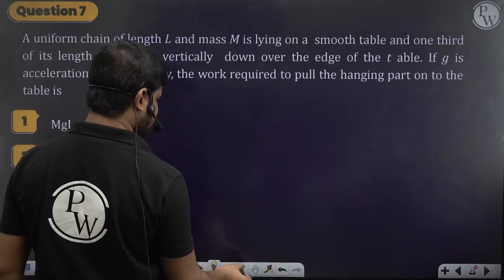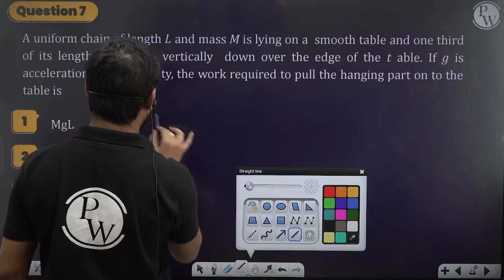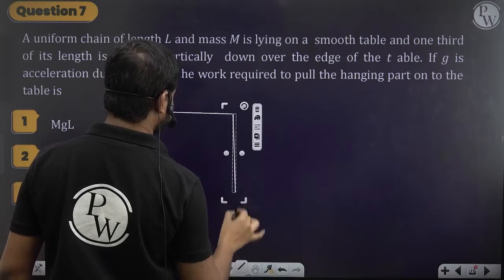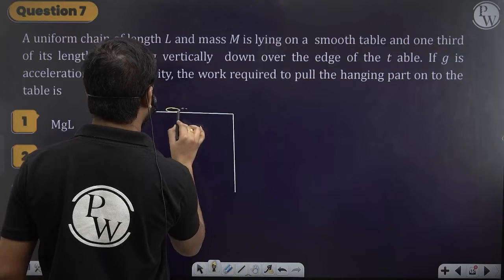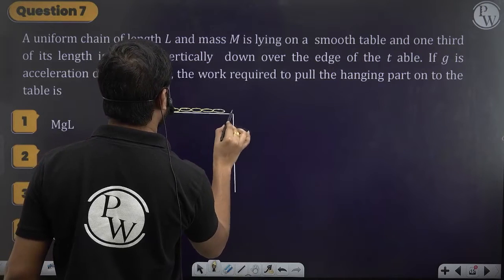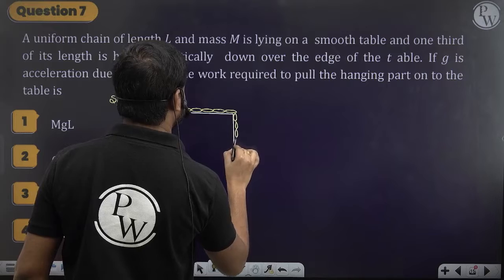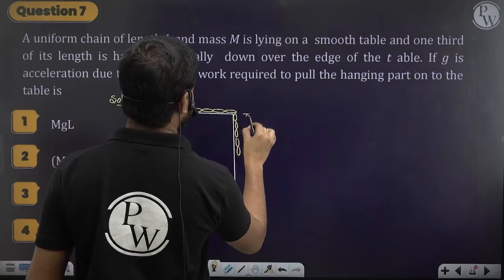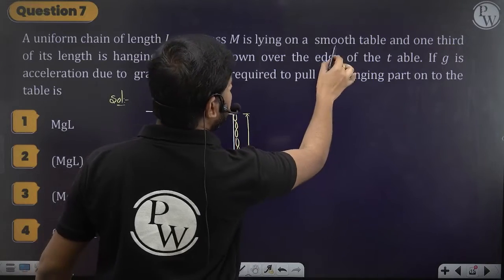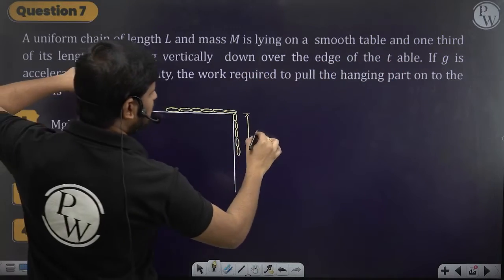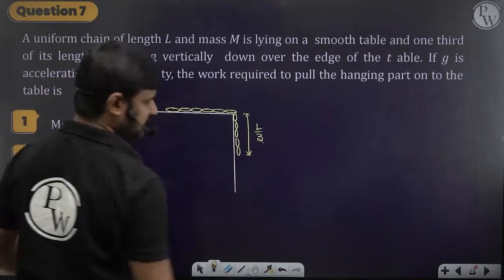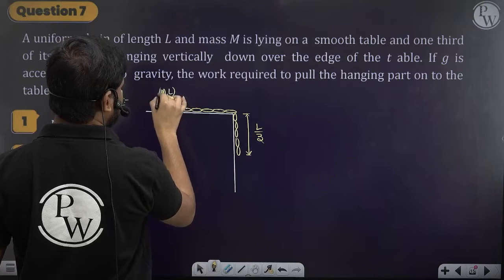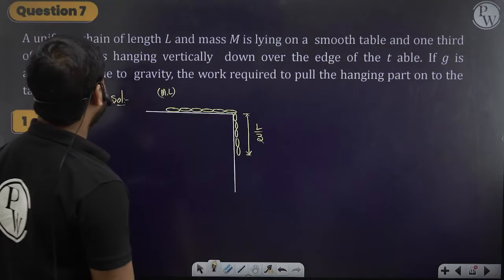See here, let me consider this is a table. Now a chain is kept on this surface. This is a smooth surface, there is no friction. This chain has length L and mass M. 1/3 of its length is hanging vertically down, so this length is L by 3. The total chain has mass M and length L. Fine. Now what does the question say?